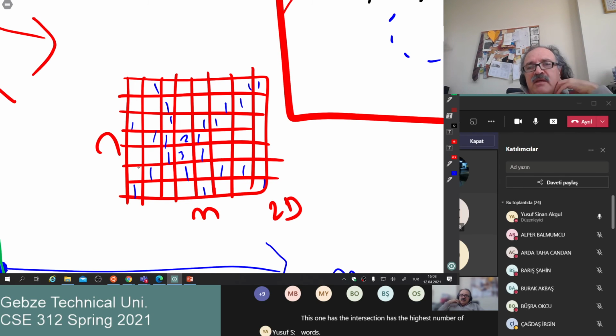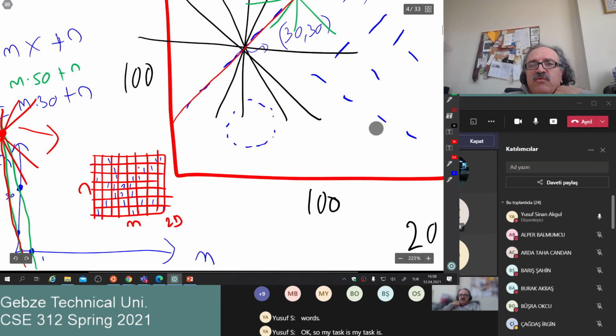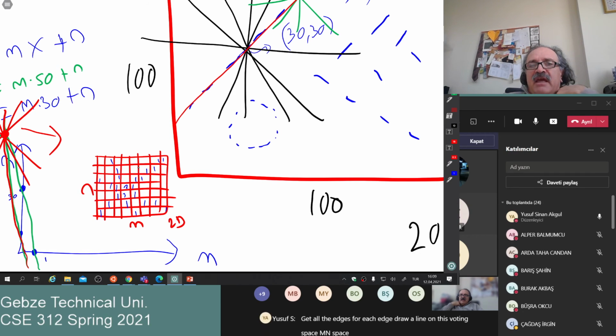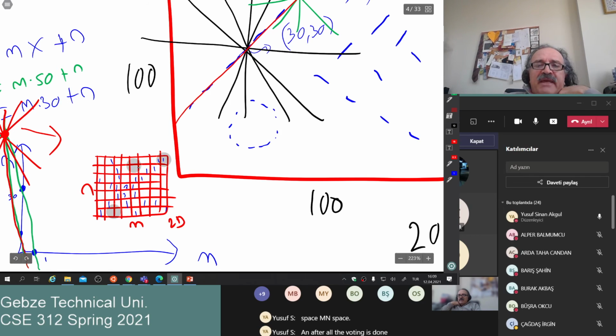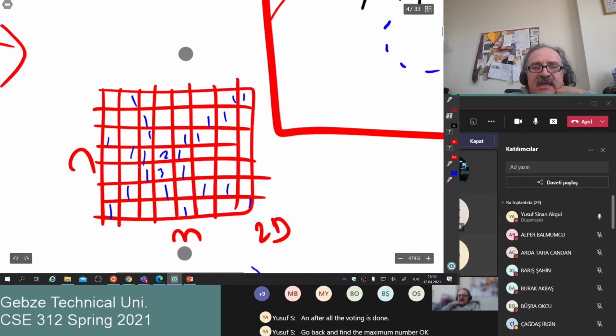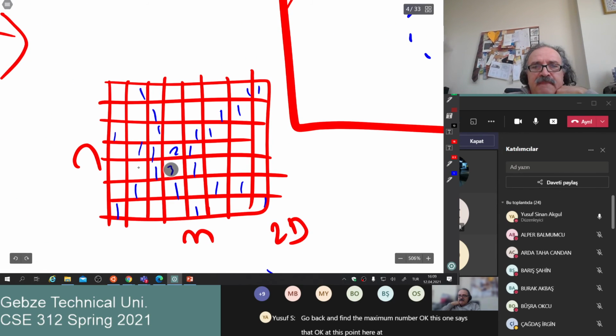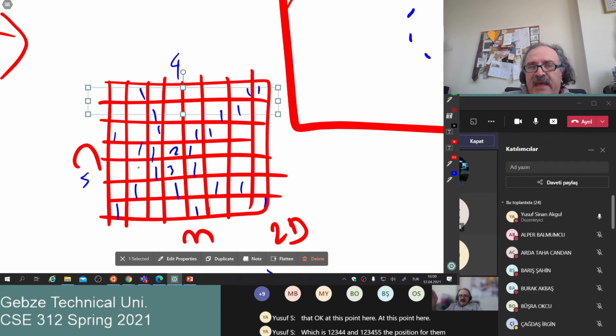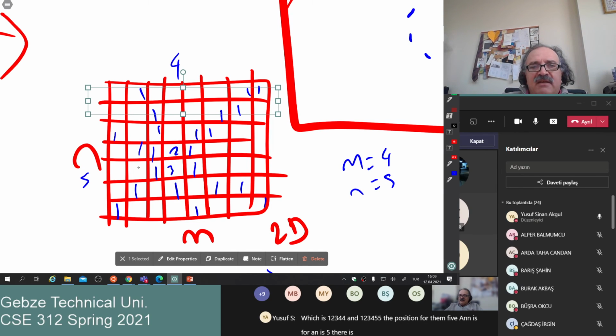Okay. So my task is to get all the edges. For each edge, draw a line on this voting space, MN space. And after all the voting is done, go back and find the maximum number. Okay. This one says that, at this point here, which is 1, 2, 3, 4 and 1, 2, 3, 4, 5, the position 4 and 5, M is 4, N is 5, there is a line, okay?